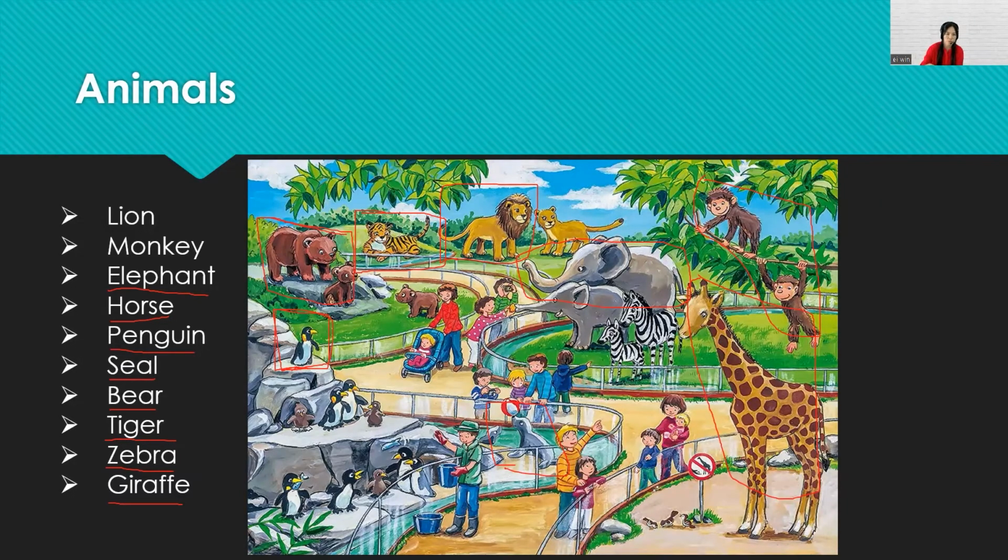pets, for example dog, cat, or sometimes maybe fish, right? These are pets. And another different kind of animal is called farm animals.